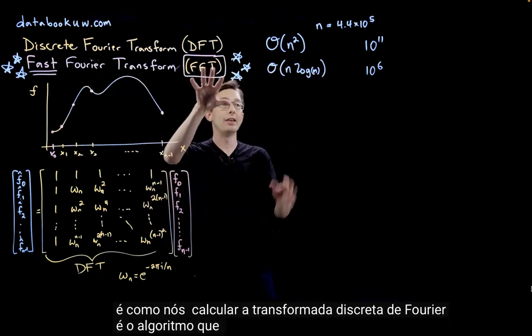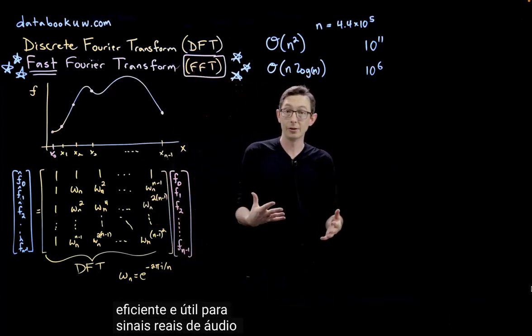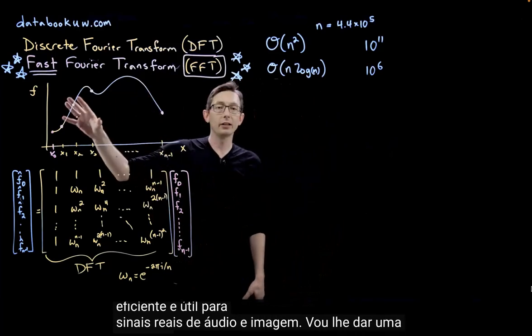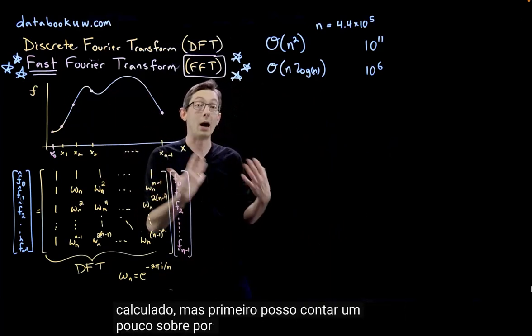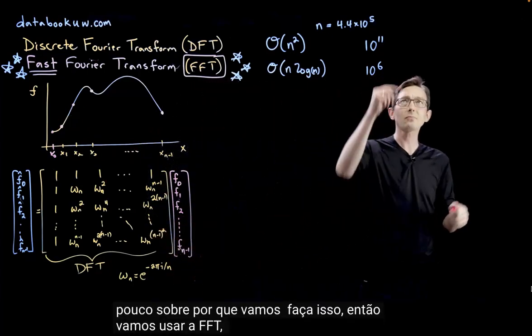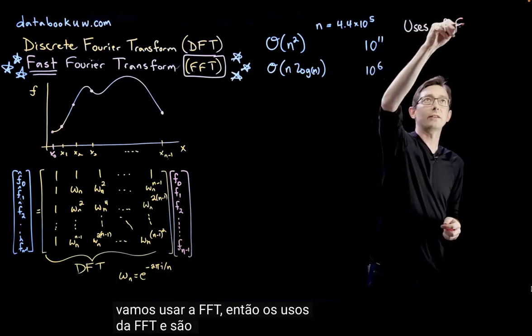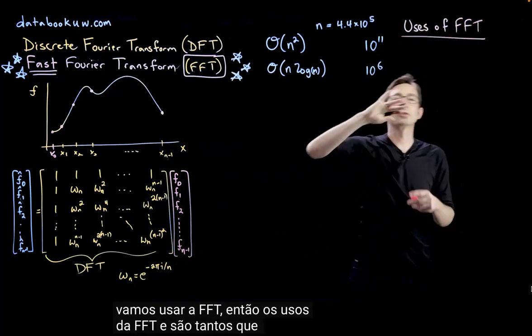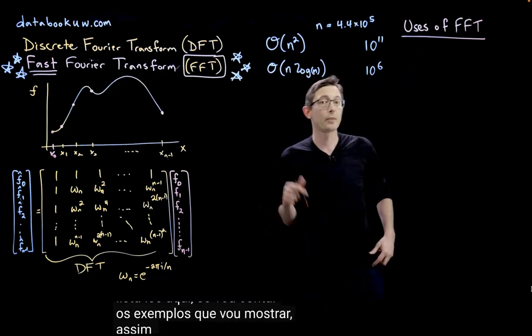So the fast Fourier transform is how we compute the discrete Fourier transform. It's the algorithm that is efficient and useful for real signals, audio and image. I'll give you a little bit of an idea of how this is computed, but first I might tell you a bit about why we're going to do this. So, the uses of the FFT, and there are so many, I can't list them here. I'm just going to tell you the examples I'm going to show you.